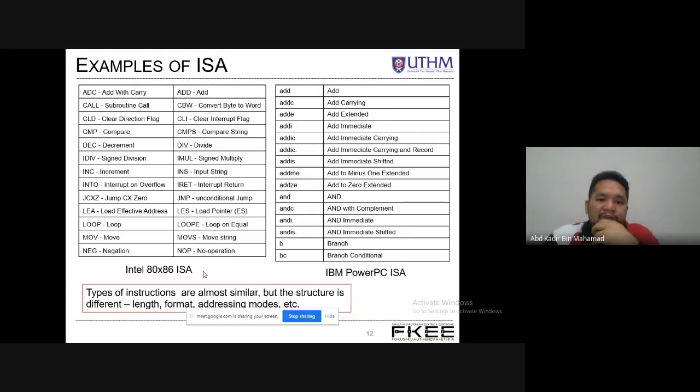This is an example of ISA, instruction set architecture. If you notice, they differ between Intel and IBM. For Intel, the 8086 instruction set architecture, examples are ADC, add with carry, CALL, CLD, clear direction flag, and many more. And this is the IBM PowerPC ISA: ADD, ADDC, ADDE, and many others. So it depends on what hardware you use.